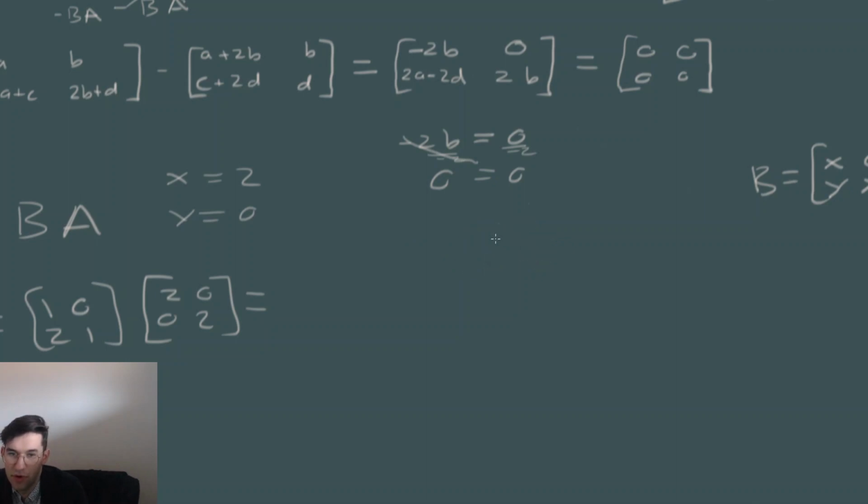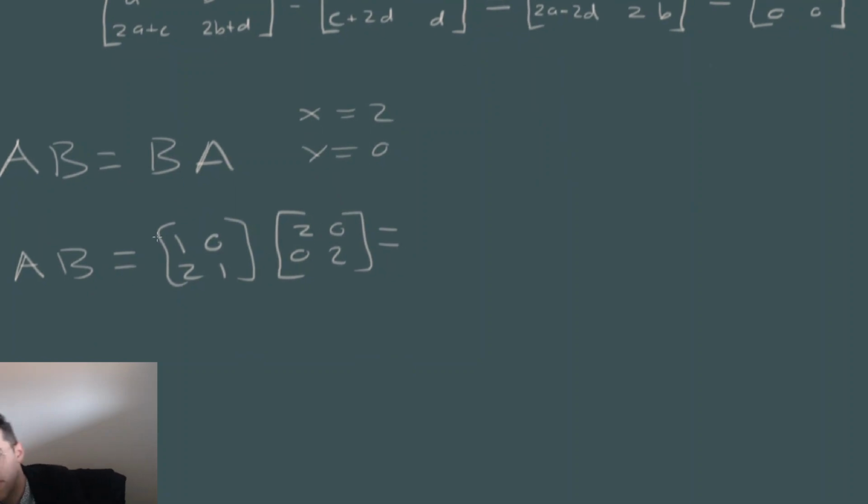All right, let's clean up some room. And let's do it. Okay, matrix multiplication. So, first row, first column. 2 plus 0 is 2. First row, second column. 1, 0, 0, 0. That's a 0. All right, second row, first column. 2 times 2 is 4. 1 times 0 is 0. So we get a 4 here. All right, second row, second column. 2 times 0 is 0. 1 times 2 is 2. This is what AB equals.